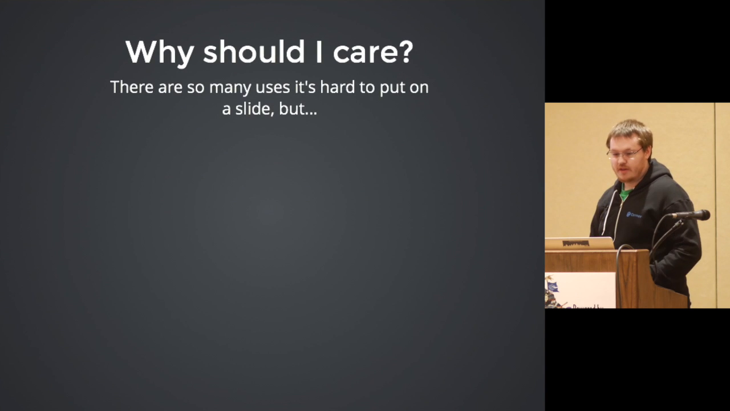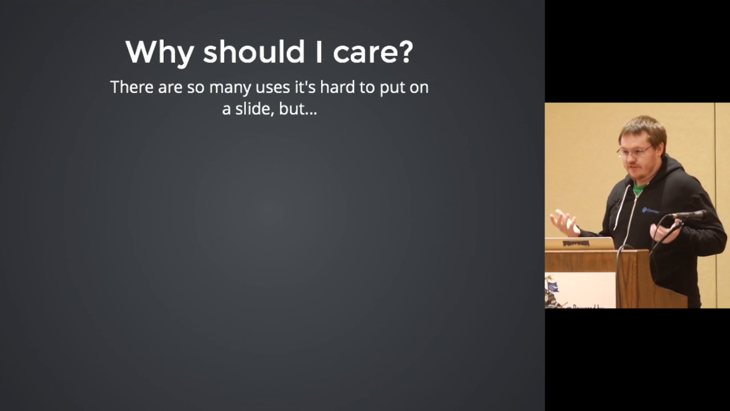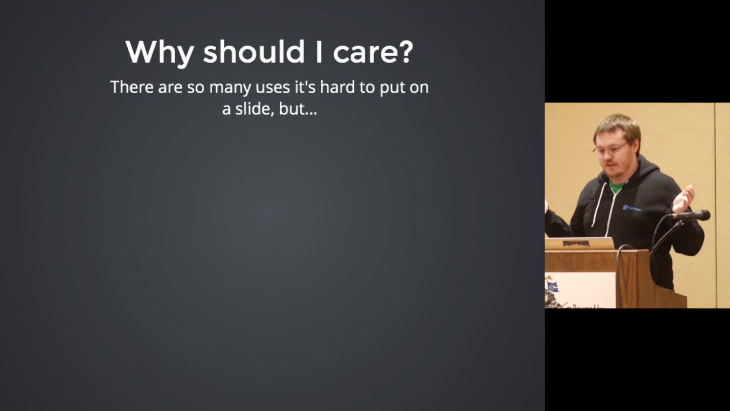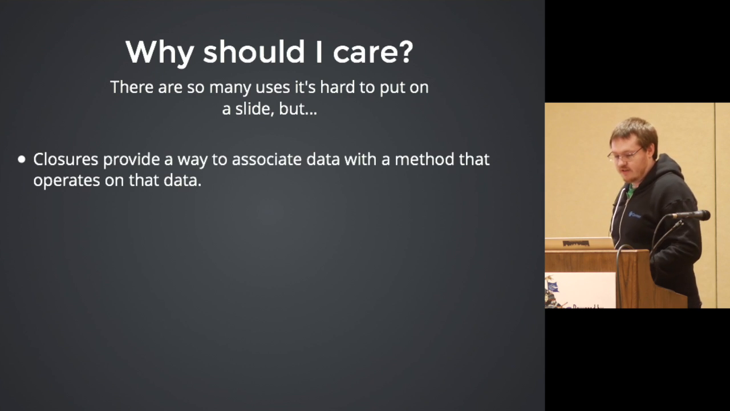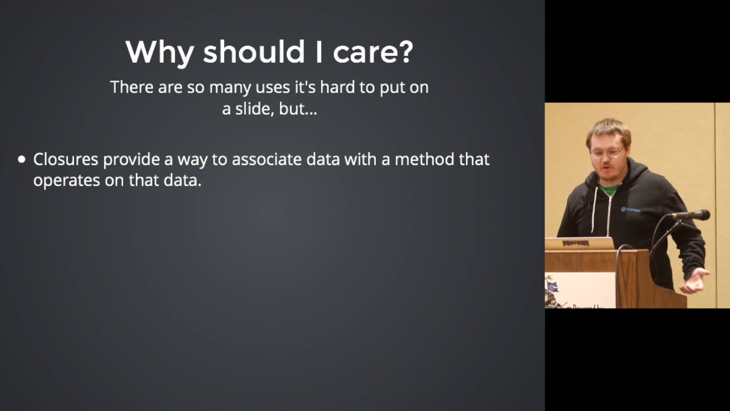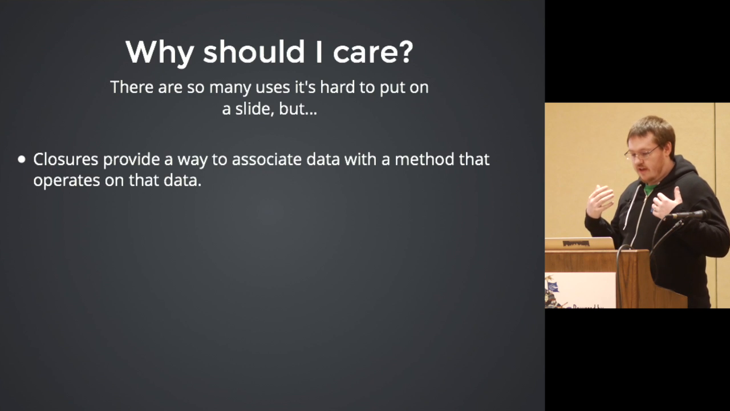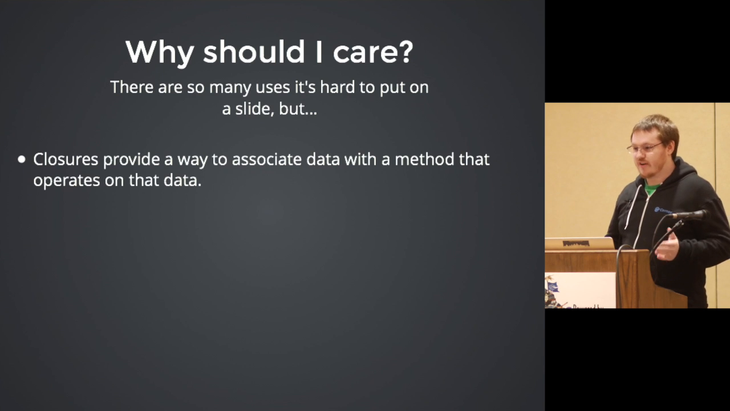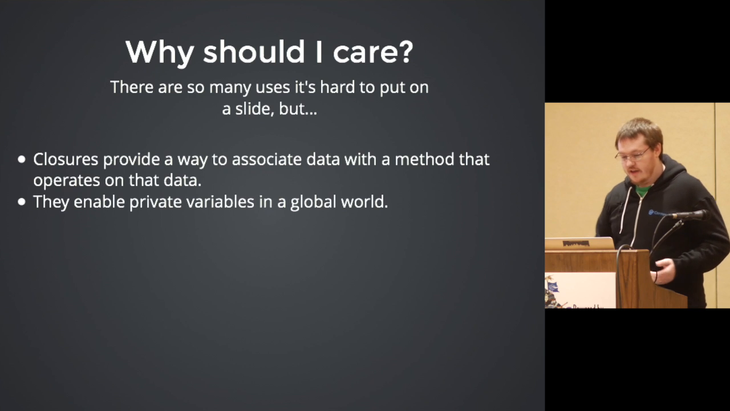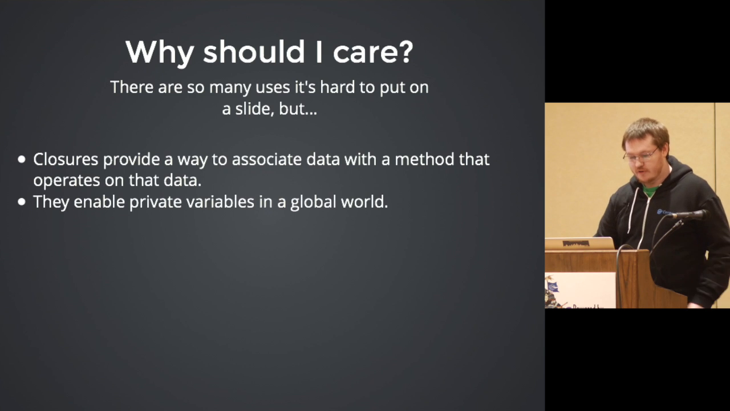So, okay, cool. So it's just utilizing scope to do things. And in a function, I go out of my scope, grab something, and I use it. Well, okay, that's all it is. But why do I care? Well, they give you a way to associate data with a method. And for a hint, I'm talking about private variables in a global world. Which follows up with my next bullet point.